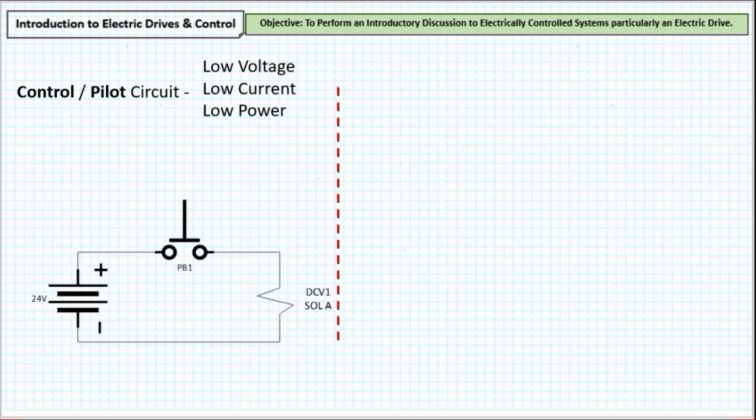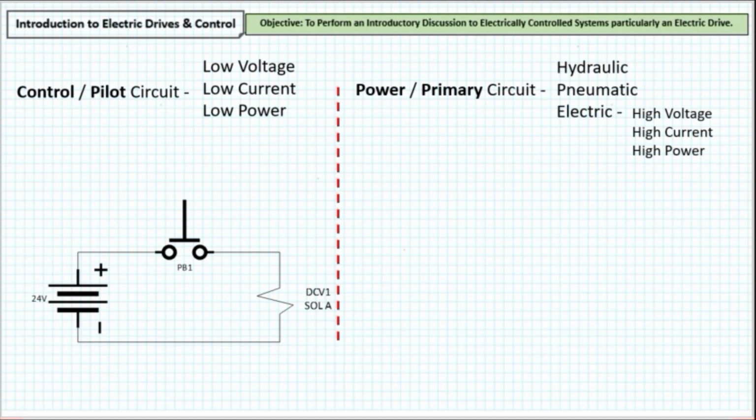So this is an example of a control circuit. There is a low voltage of 24 volts DC, push buttons, and then a solenoid valve. An example for a power or primary circuit, which as defined earlier can be hydraulic, pneumatic, or electric. The electric can be defined as high voltage, high current, and high power. That's why we can say power circuit, because of high power. Okay? So an example of that is this.